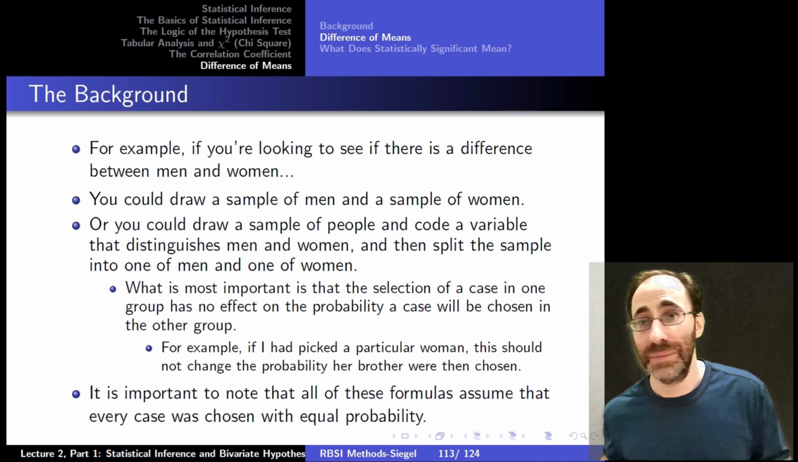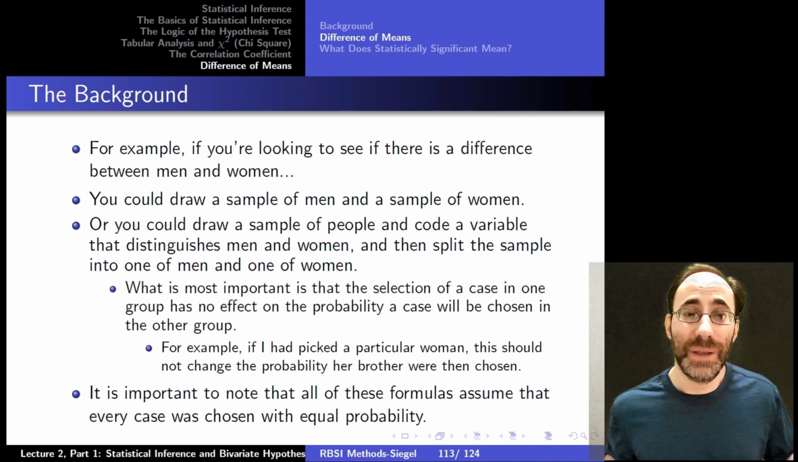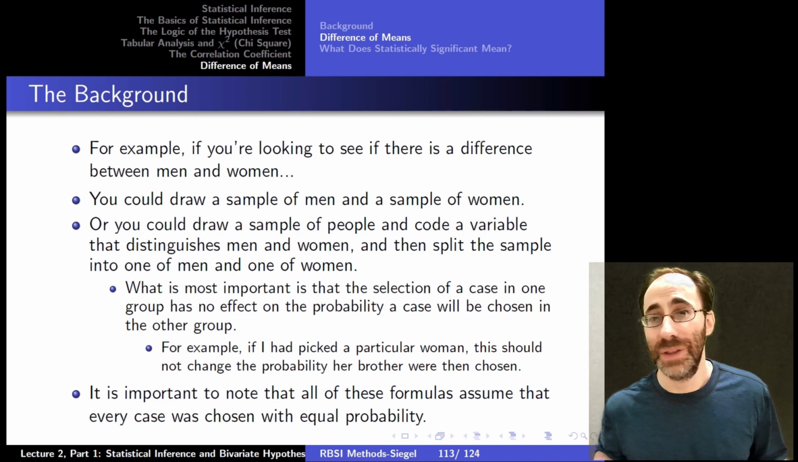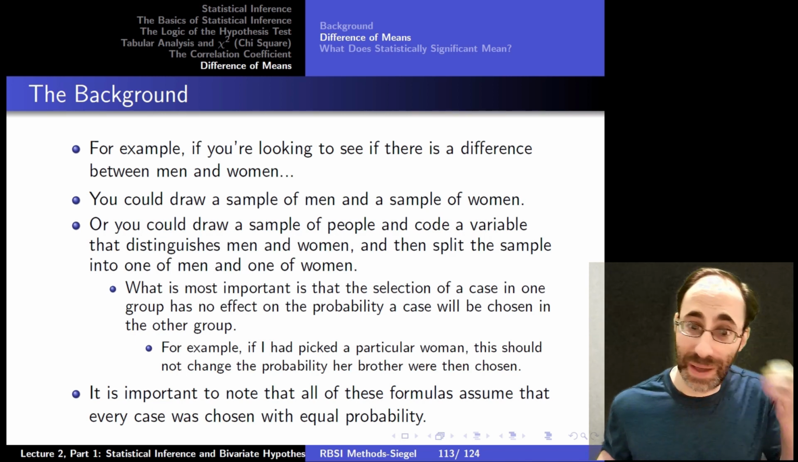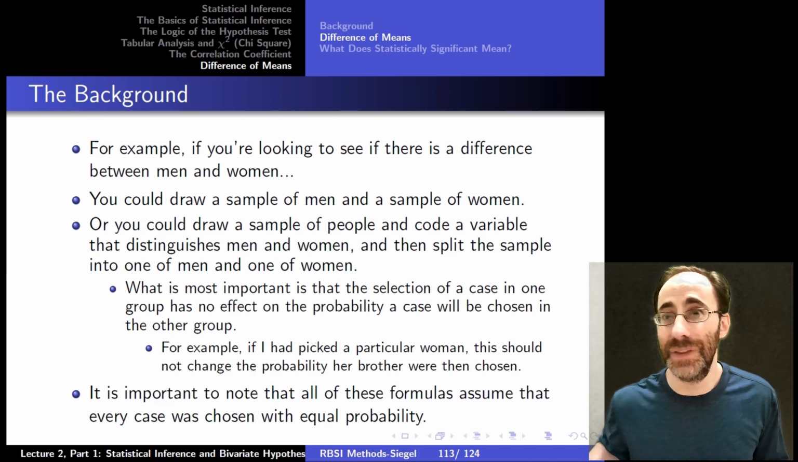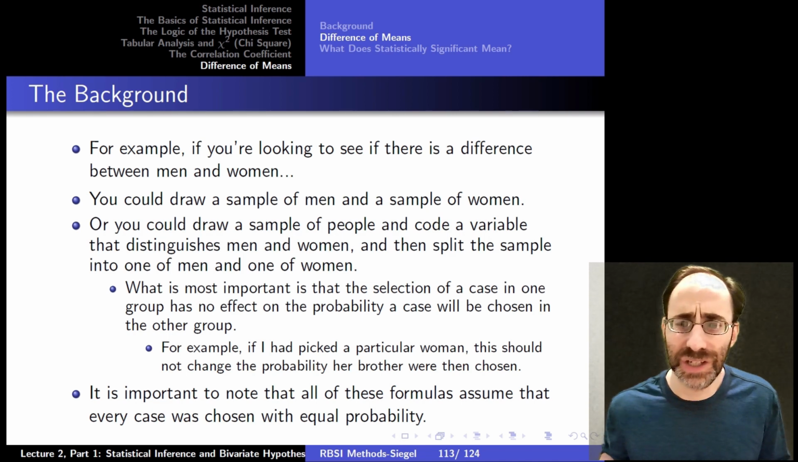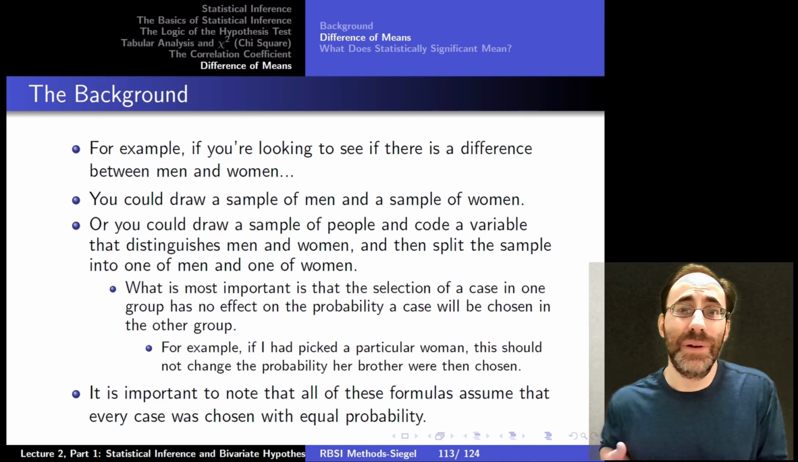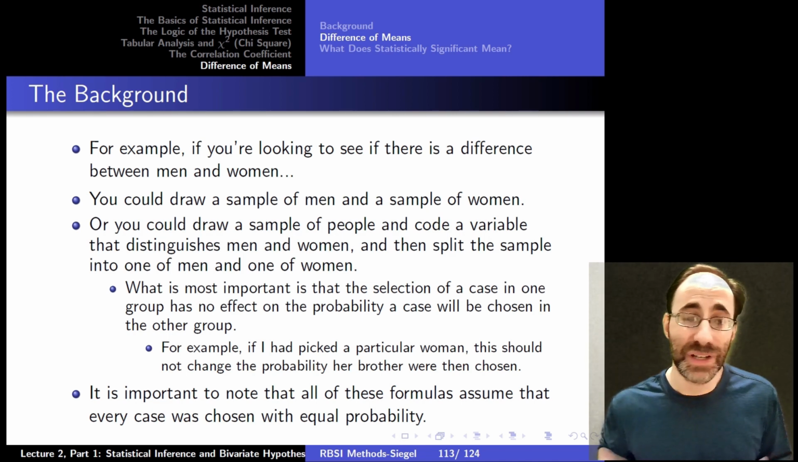You can't select on membership in one group in a way that's correlated with membership in a different group. That'd be bad, right? So if I picked a particular woman from one group, I could not pick only her brother in the next group. That would yield correlations that we don't want in our random sampling procedure, as we discussed earlier.